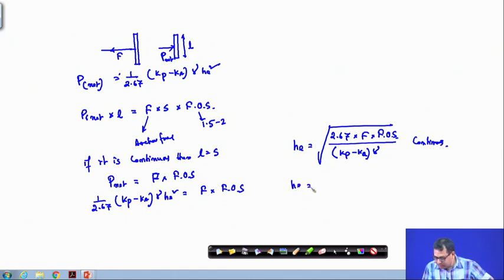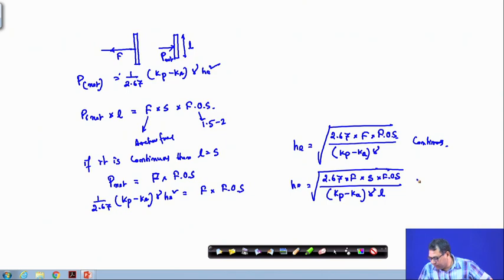and the He expression is 2.67 into F into S into factor of safety divided by (Kp minus Ka) gamma L, if not continuous.